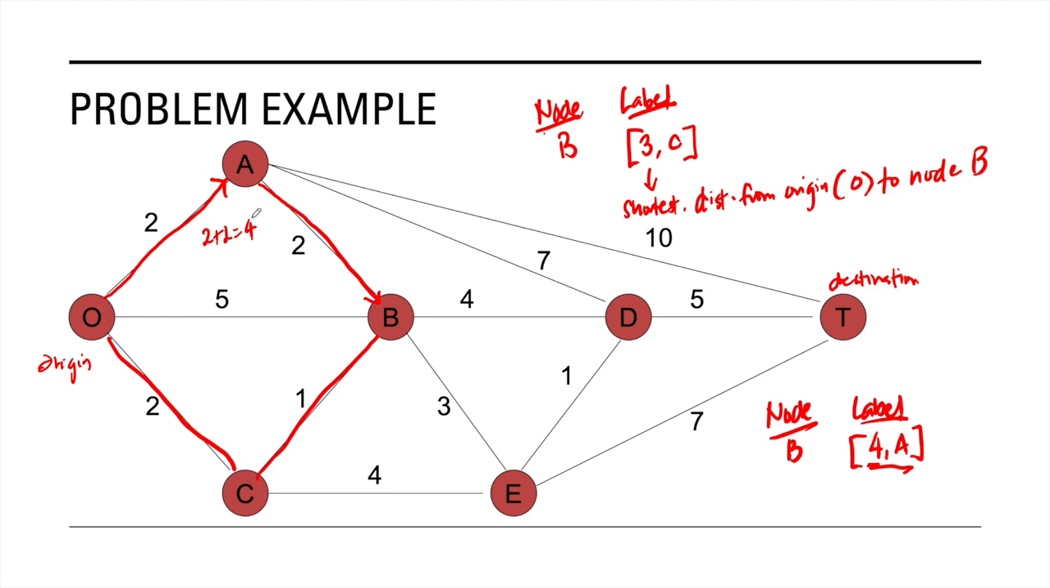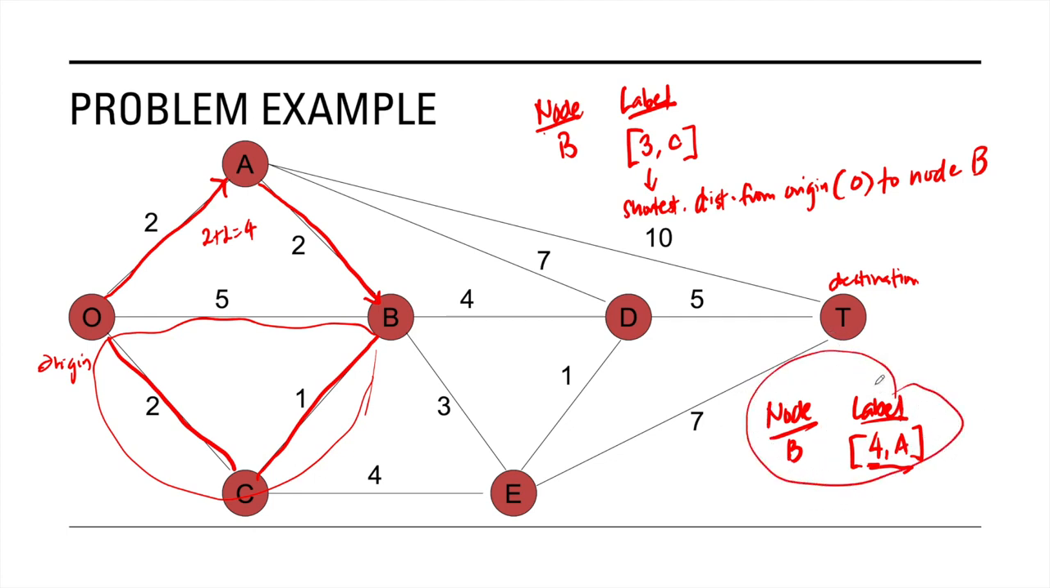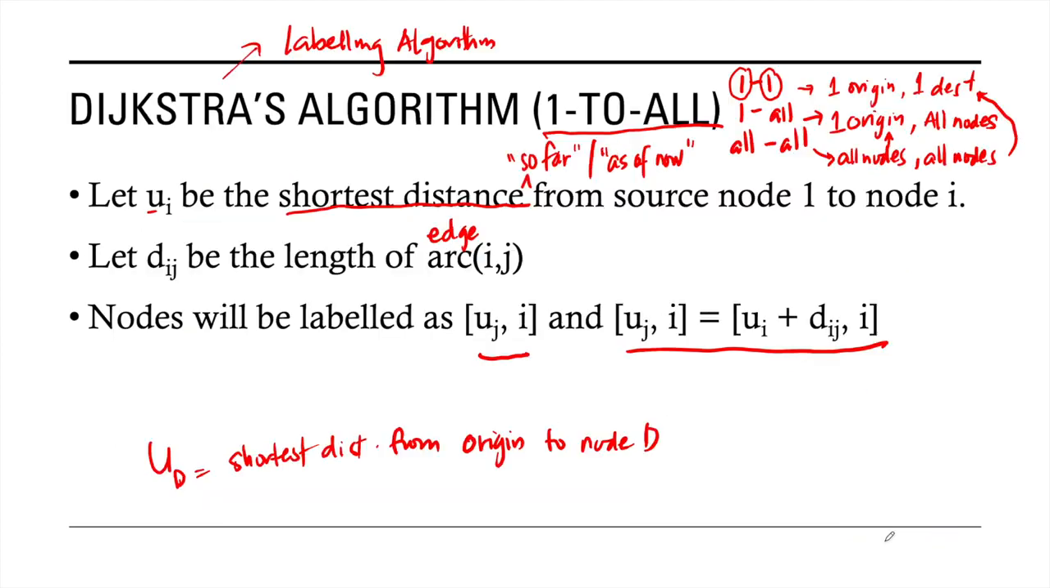4 can be the shortest distance as of now or so far if we haven't seen this path. It is very possible later on when we apply the algorithm that we haven't seen this path, and therefore it is very possible for node B to be labeled with the 4, comma A. Because eventually, when we see this path 3C, then this will get updated, meaning replaced by the label 3C. Okay? So maybe a better definition of U sub I is the shortest distance as of now or so far from source node 1 to node I.